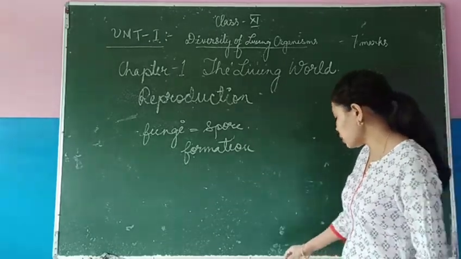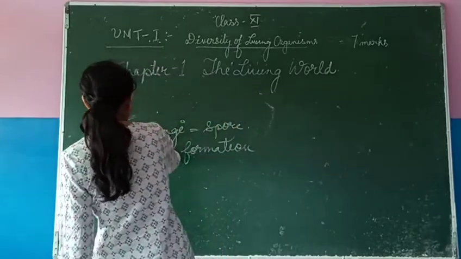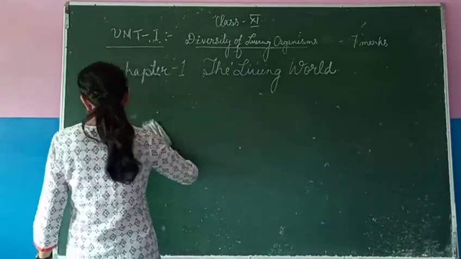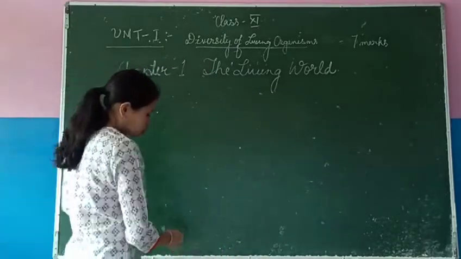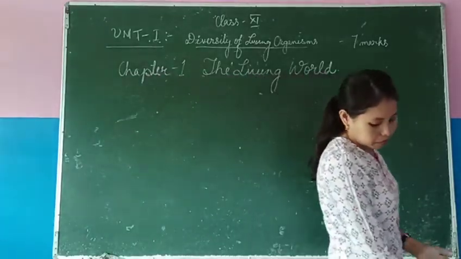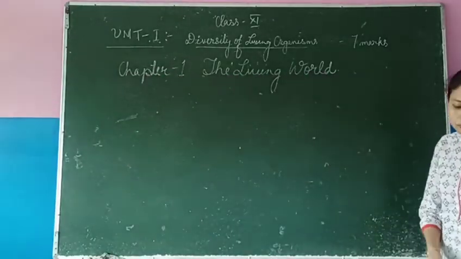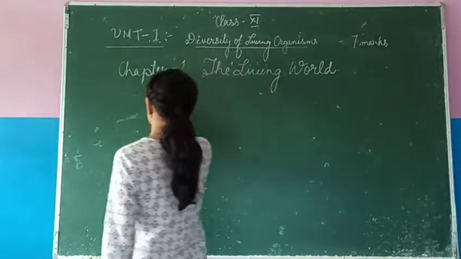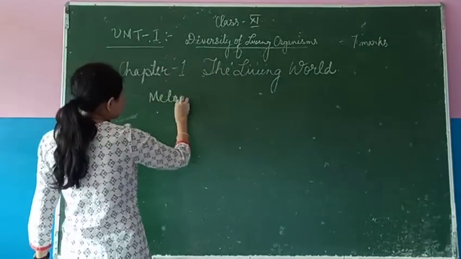Alright, so we are through with reproduction. The second character defining a living thing or living organism, next, is metabolism.